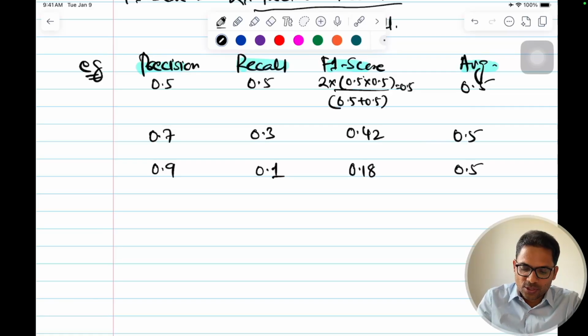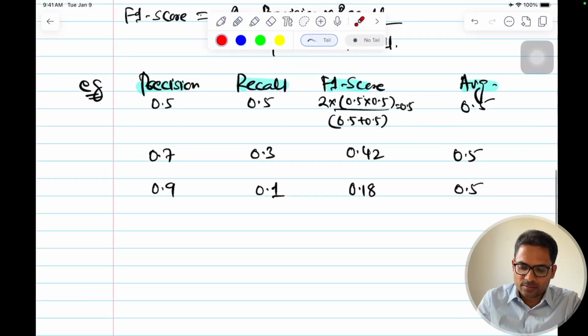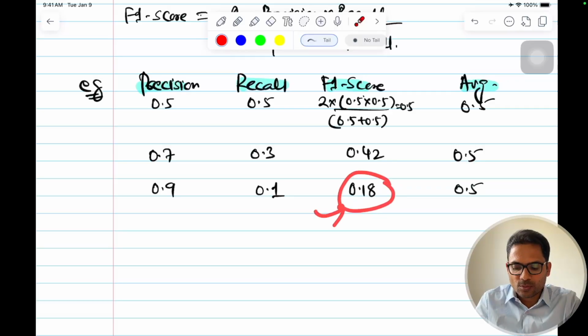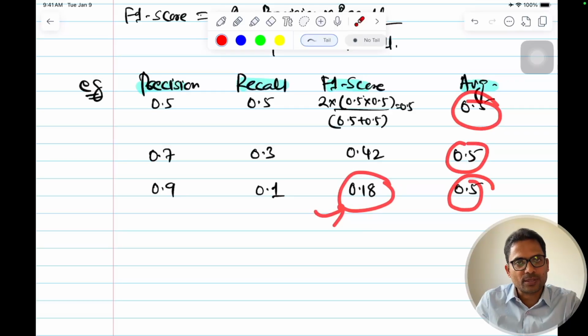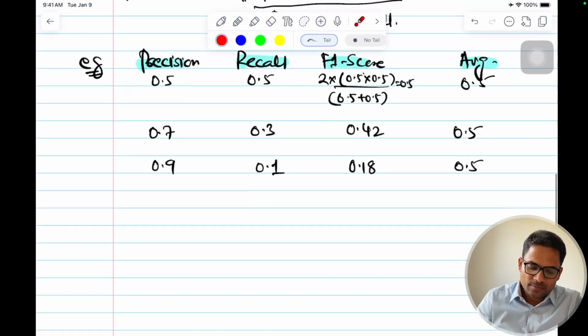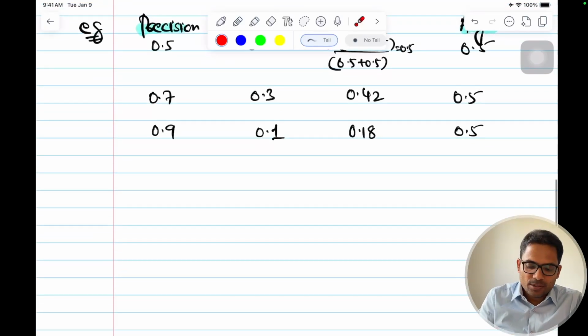So this is the beauty of the F1 score, that it penalizes extreme values, and that impact will be visible in the F1 score if any of the values is very low, and because of that the F1 score will go down, but the arithmetic mean won't show that. I hope this is clear. So this is your F1 score, simple.